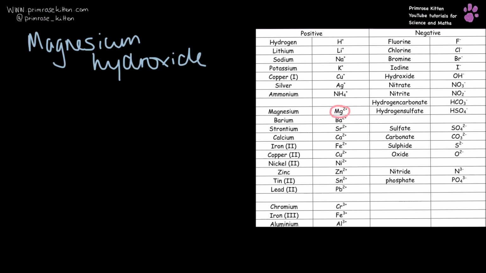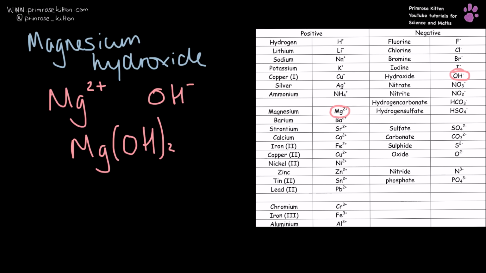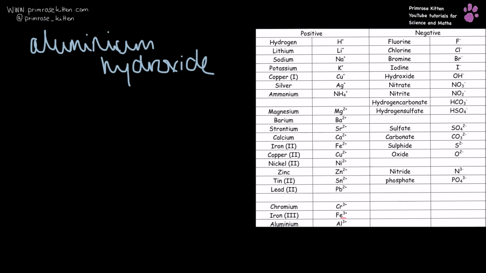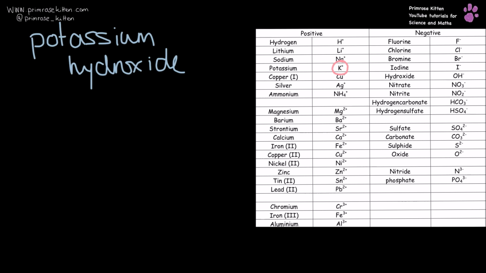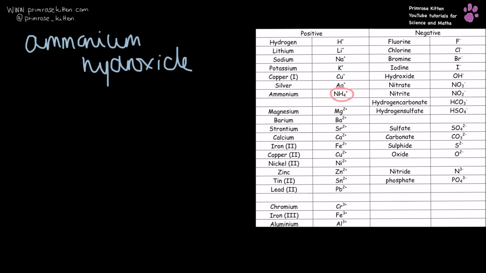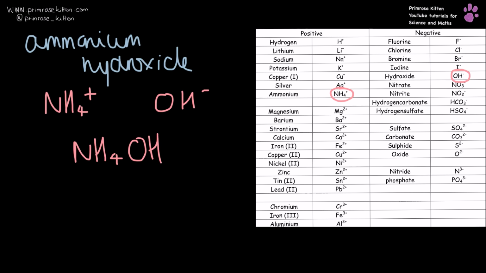Magnesium hydroxide, Mg2+ OH-, Mg(OH)2. Aluminium hydroxide, Al3+ OH-, Al(OH)3. Potassium hydroxide, K+ OH-, KOH. Ammonium hydroxide. So we have NH4+ and OH-, 1 plus, 1 minus. We can put this together in a 1:1 ratio, making NH4OH.